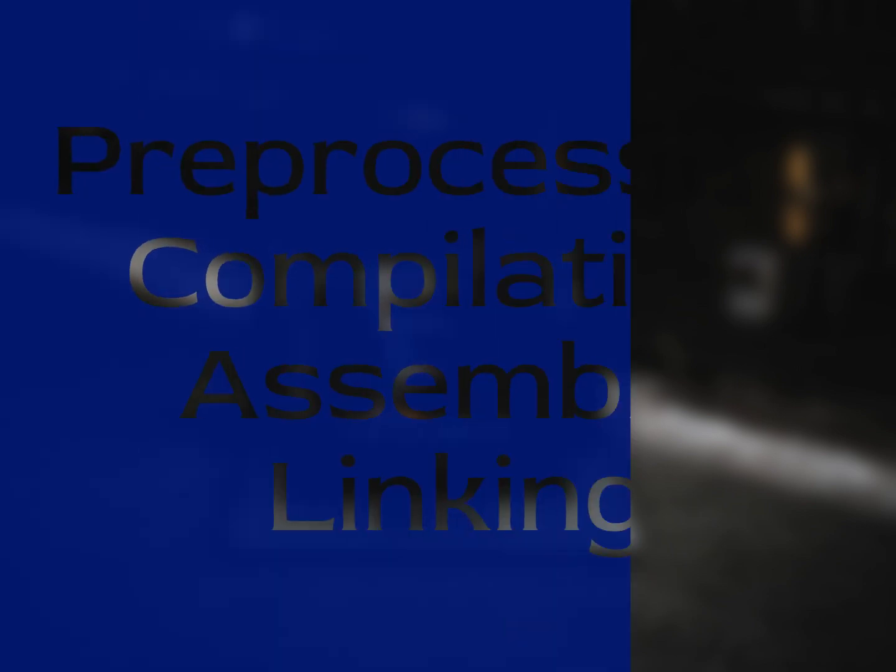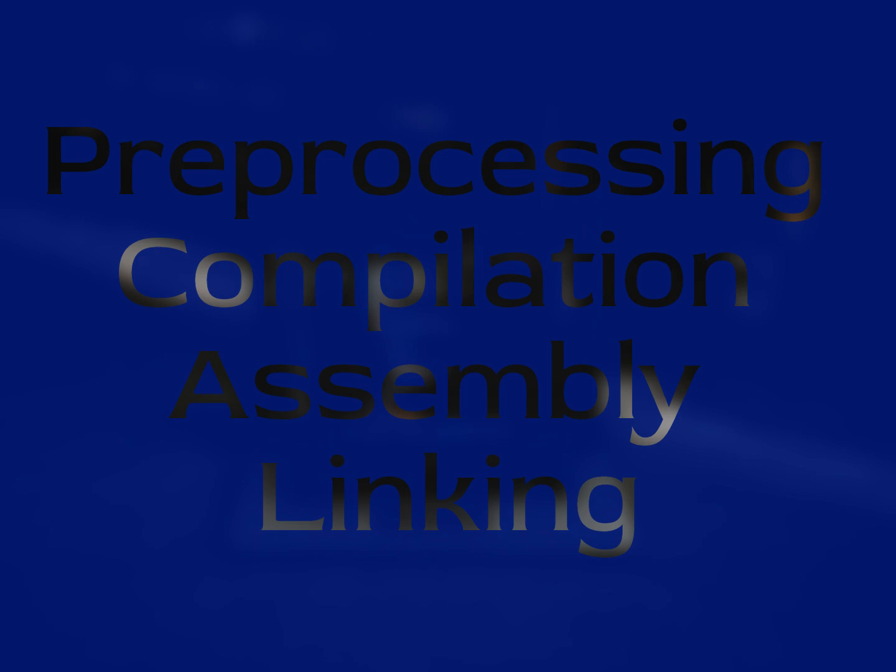C++ is a compiled language, meaning the code you write is first converted into machine code before execution. This process involves multiple steps, which are preprocessing, compilation, assembly, and linking. Each of these steps plays a crucial role in converting human readable C++ code into an executable file that the computer can understand. Let's go through them one by one.